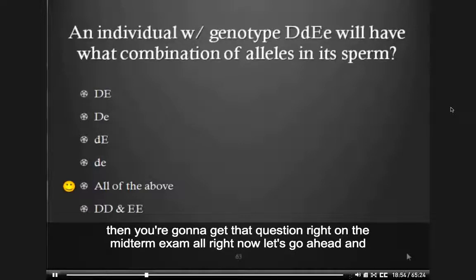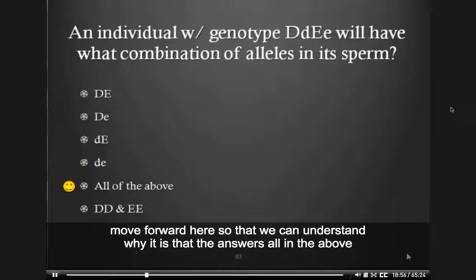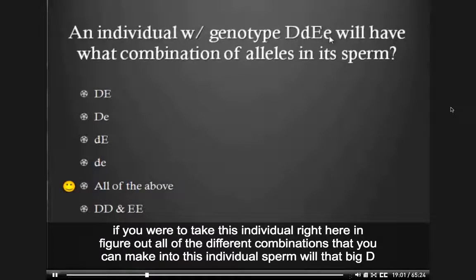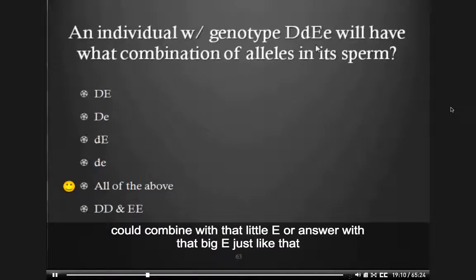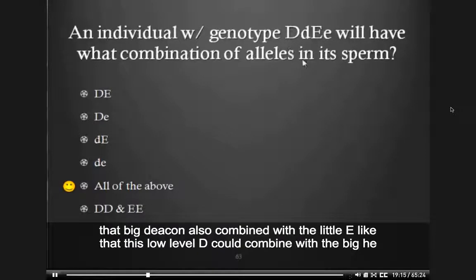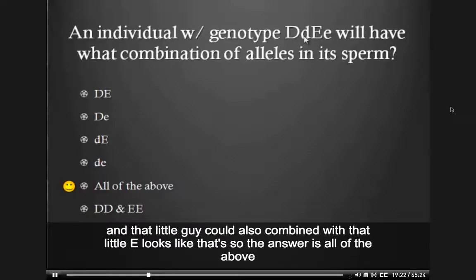All right, now let's move forward so that we can understand why the answer is all of the above. If you were to take this individual right here and figure out all of the different combinations that you could make into this individual's sperm, well, that big D could combine with that big E, just like that. That big D could also combine with the little e, like that. This little d could combine with the big E, and that little d could also combine with that little e. Looks like that. So the answer is all of the above.